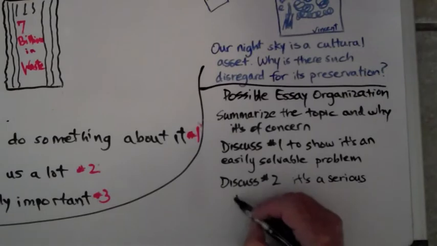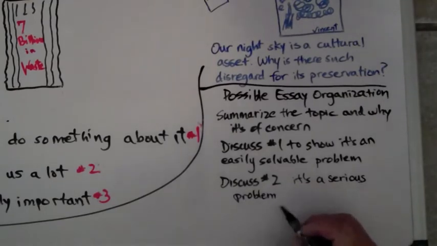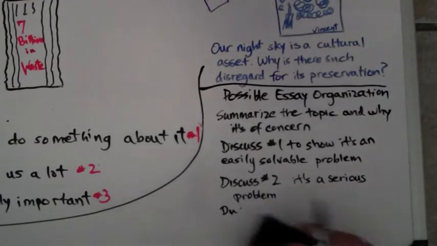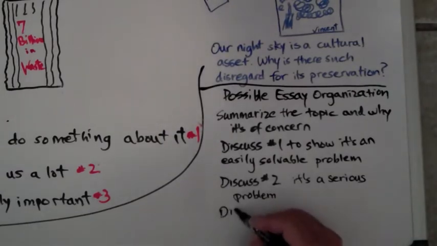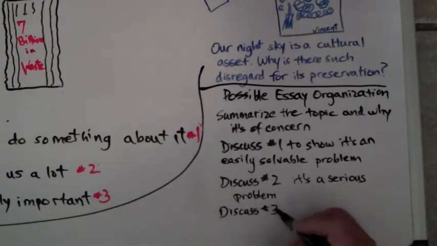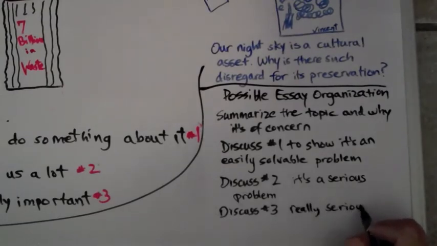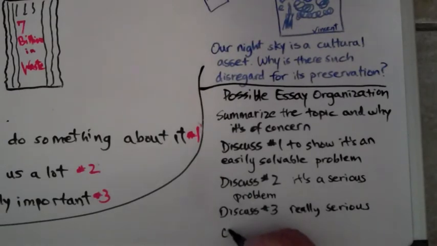And then number 3 could be the last one that talks about what an important cultural asset it is. And then the interesting question that the third one raises is, if we agree this is a problem, why are we doing nothing about it?